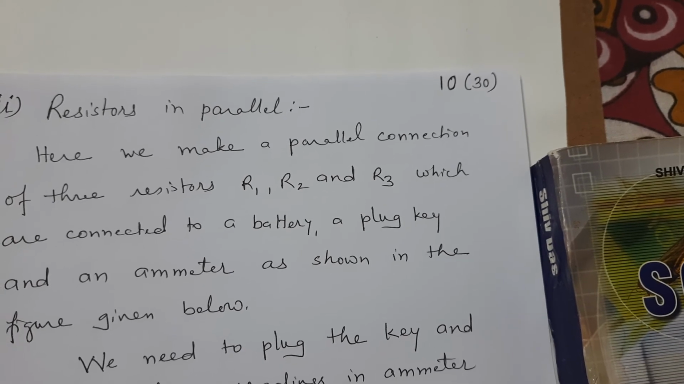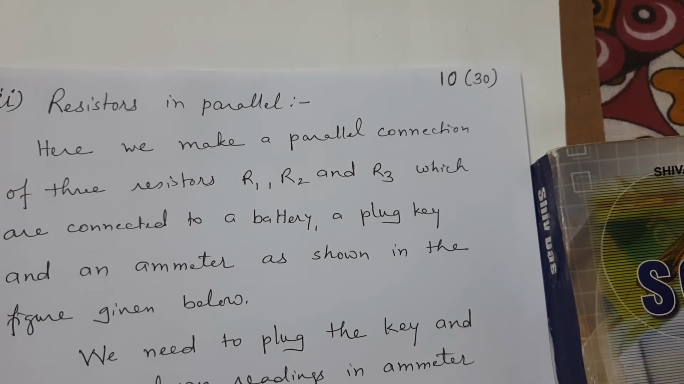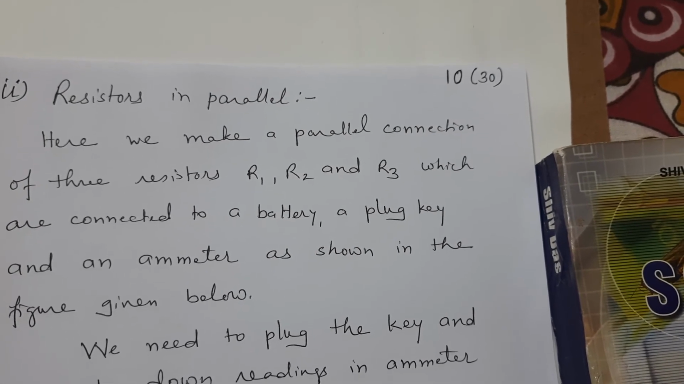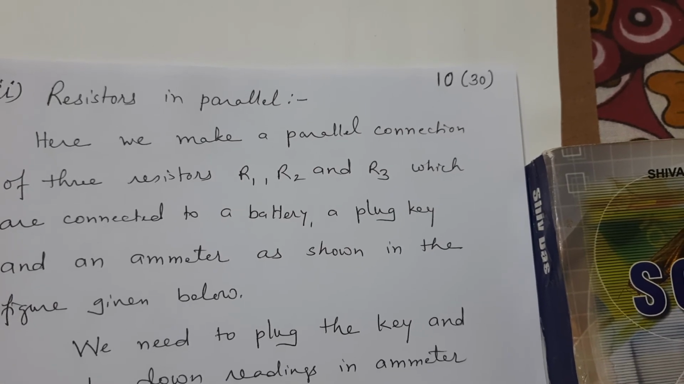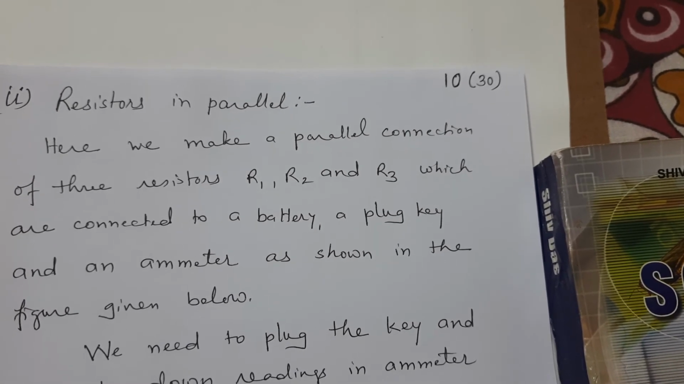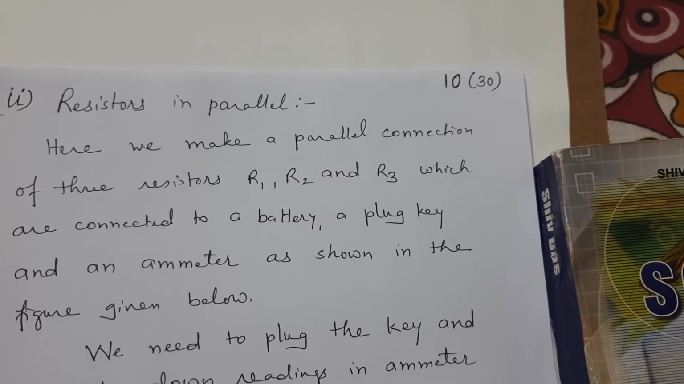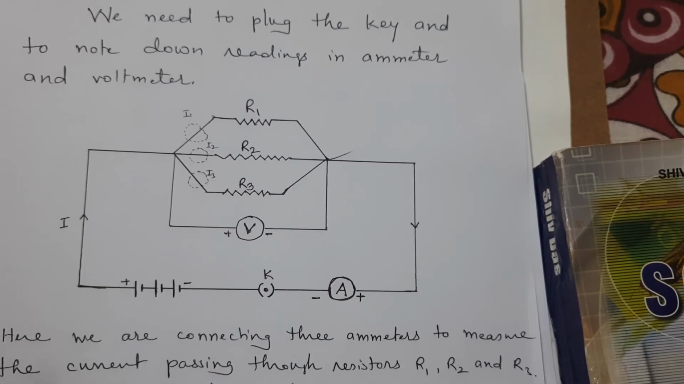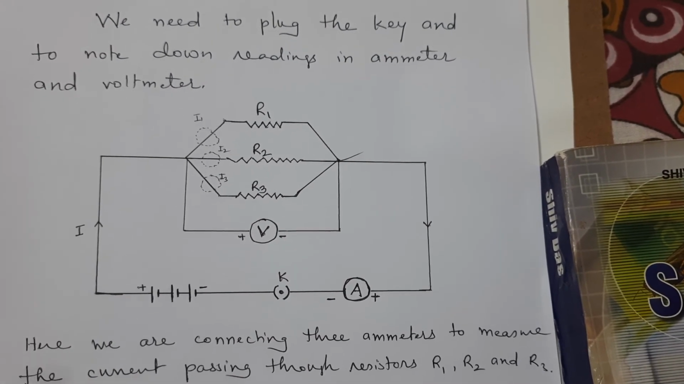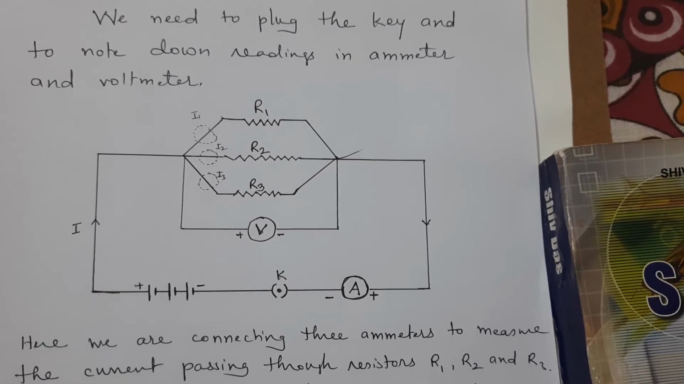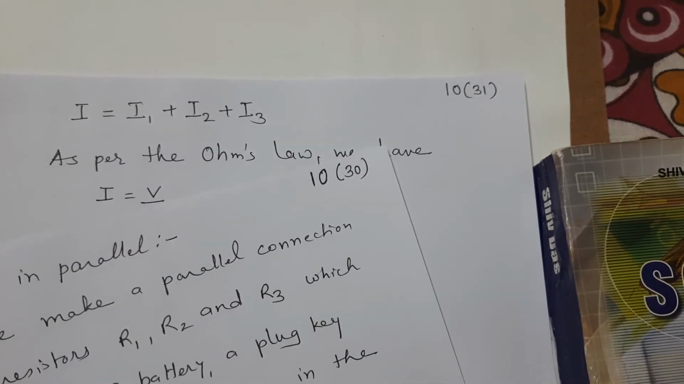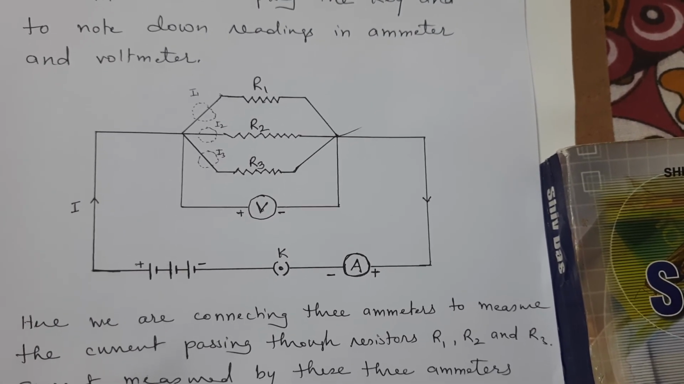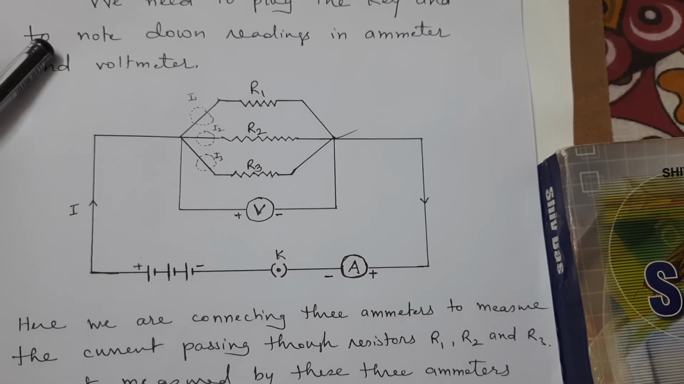Now we are coming to resistors in parallel. Here we make a parallel connection of three resistors R1, R2 and R3, which are connected to a battery, a plug key and an ammeter as shown in the given figure. This figure we have already seen earlier. It's not something new, but you need to draw it once again. Even while you are writing notes, see that you draw this figure. We need to plug the key so that the current passes, and note down the readings in the ammeter and voltmeter.